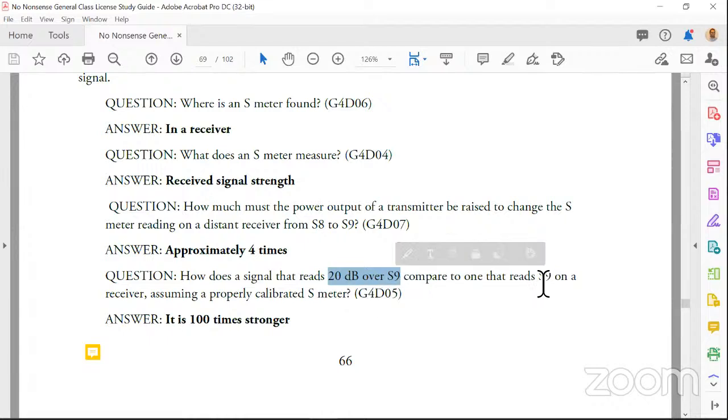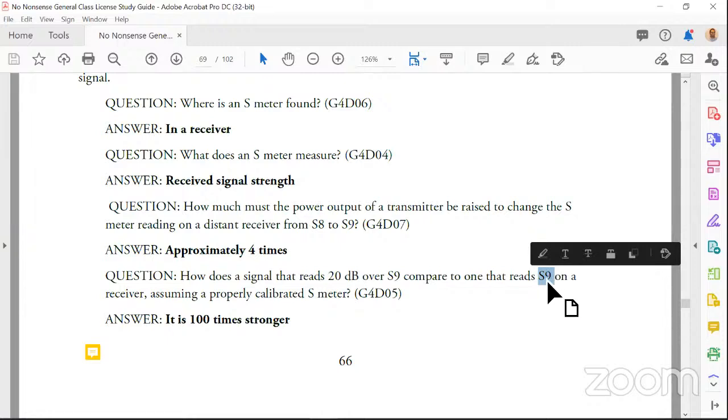They want to know by how much that power must increase to go from S9 to 20 over S9. And we showed that the answer to that is 100 times stronger. So again, we worked through that in quite a bit of detail during our previous session, and I encourage you to review that if there's any doubt as to how we get 100.